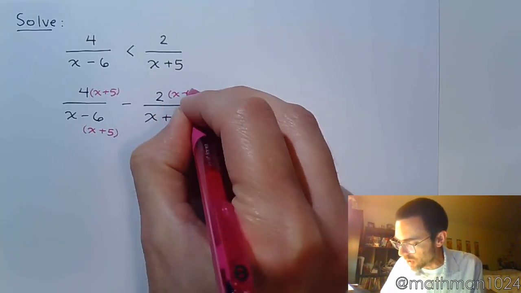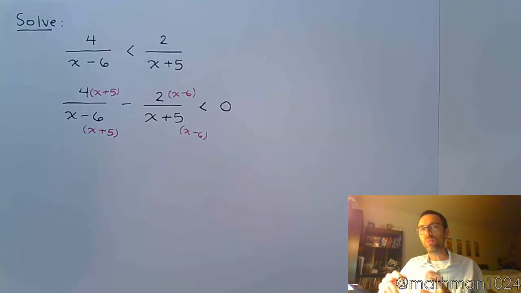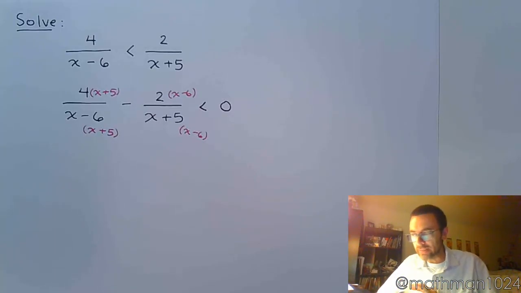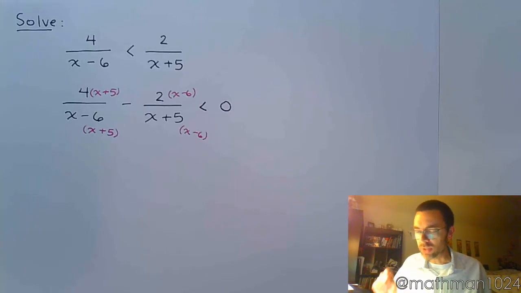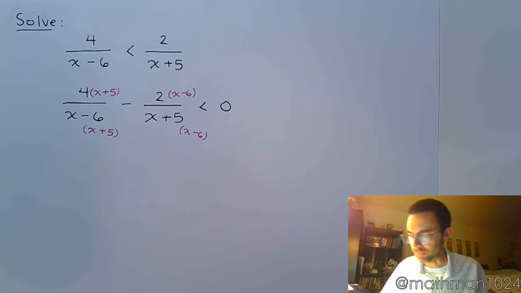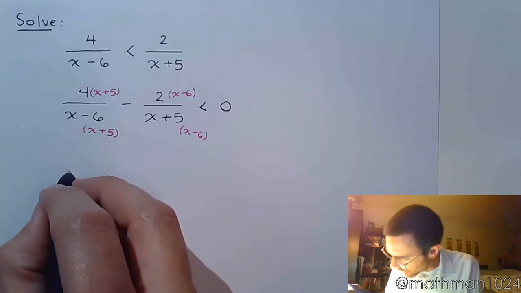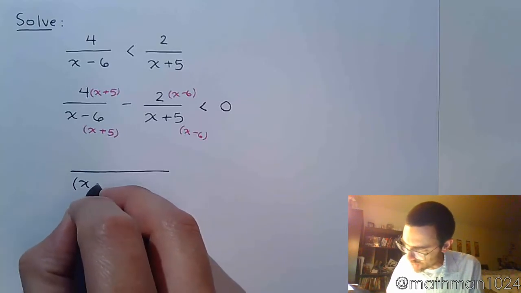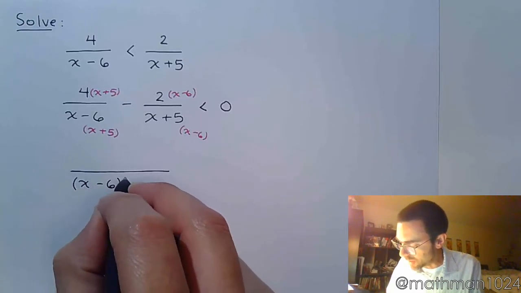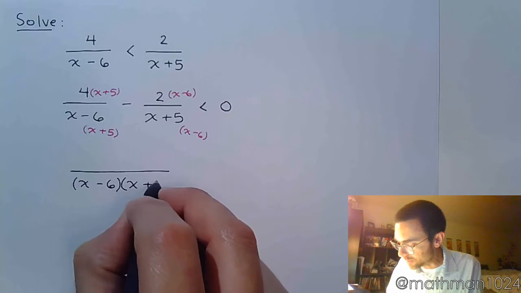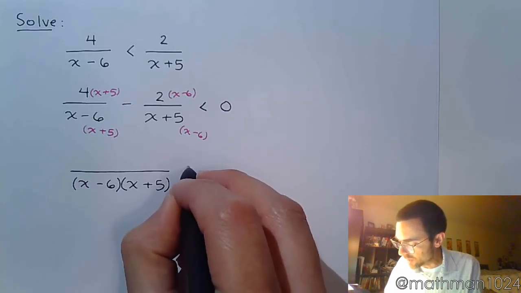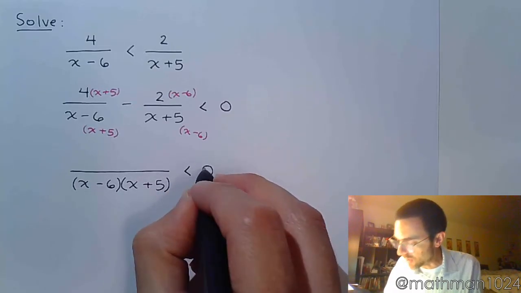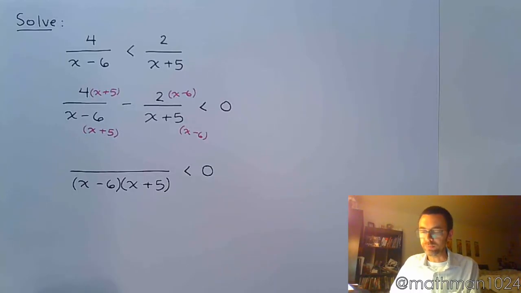Now, one of the things you're going to notice that's a little bit different here than with rational equations is that we cannot just eliminate the denominator. The denominator is a very important part of this rational inequality. So when these combine, it's all going to be over what is now this big common denominator of x minus 6 times x plus 5. And this is still less than 0. We just have to figure out what's in that numerator.